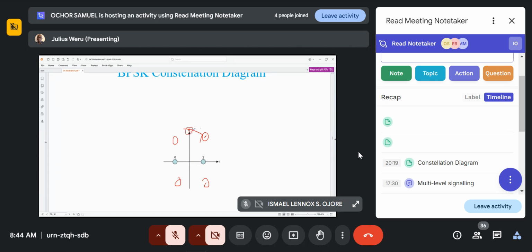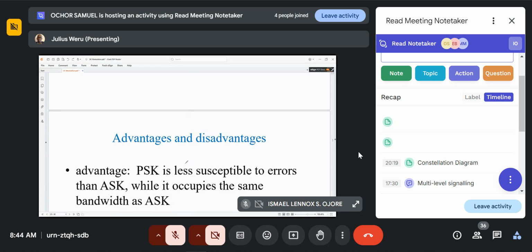If you have 8 PSK, of course, you would have more points, and the spacing will be different. But if you have 8, it means they are now even closer. That's why once we go beyond 8 PSK, we don't use PSK, we go to QAM. We use 16 QAM because it has better performance in the presence of noise.